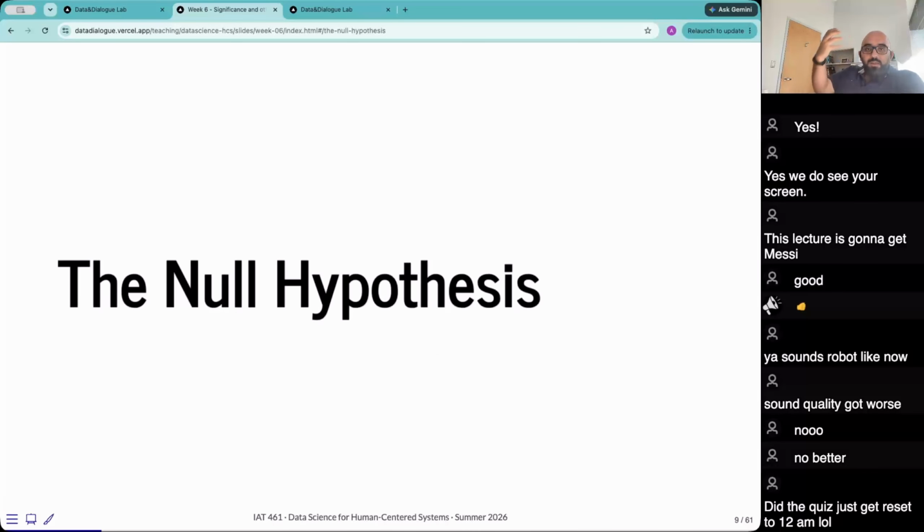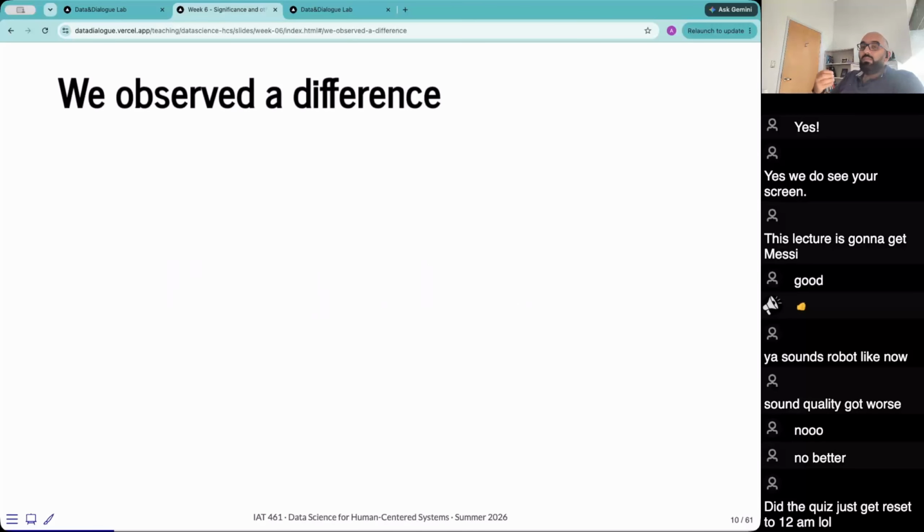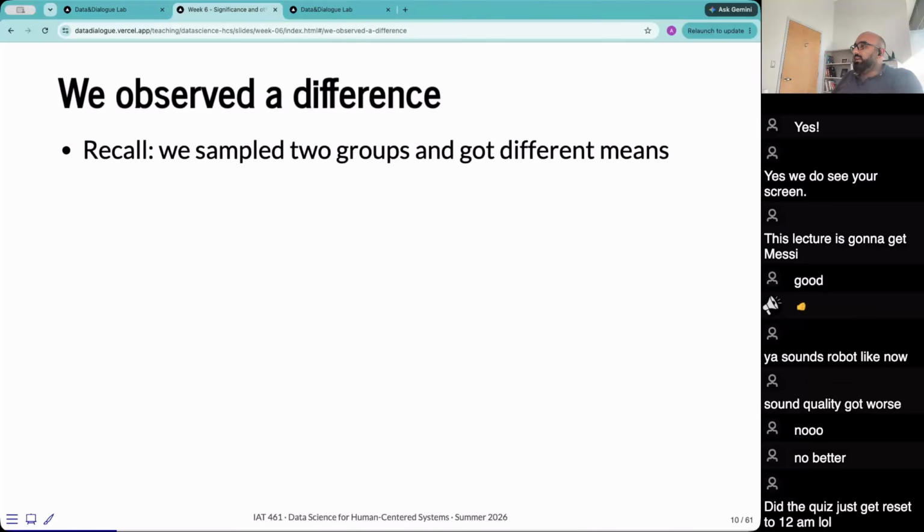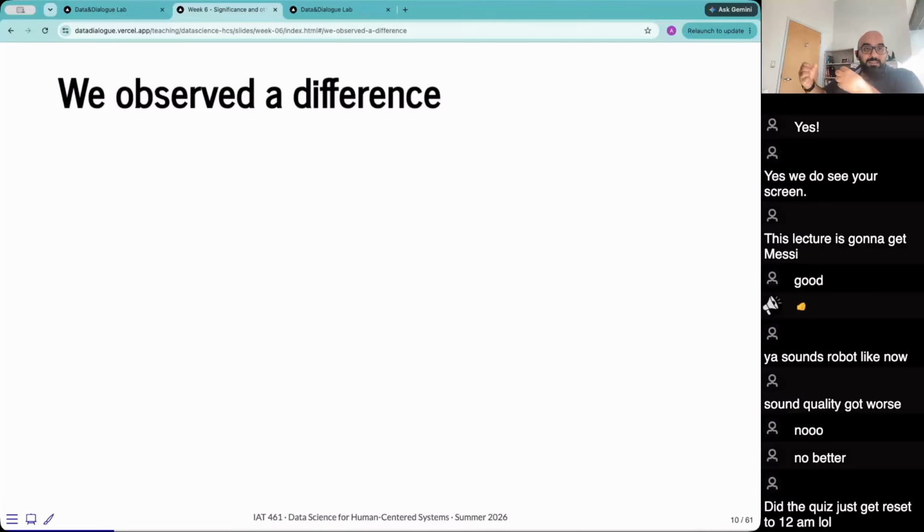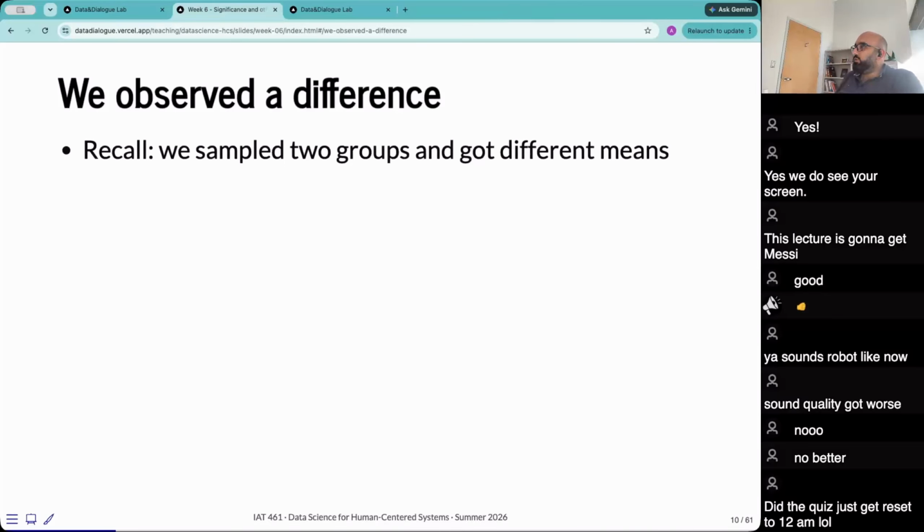We start with the concept of the null hypothesis. We observe a difference. The idea of a null hypothesis is that we see some difference between these two groups, right? The example I gave was Iranian heights versus Canadian heights. Okay, we see some difference, right? And then we want to see whether this difference is actually true or whether it's based on this variability and this randomness that I showed.